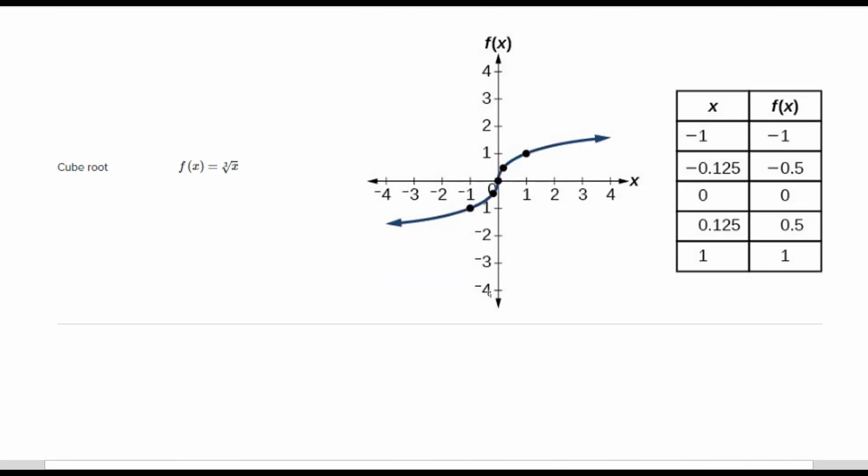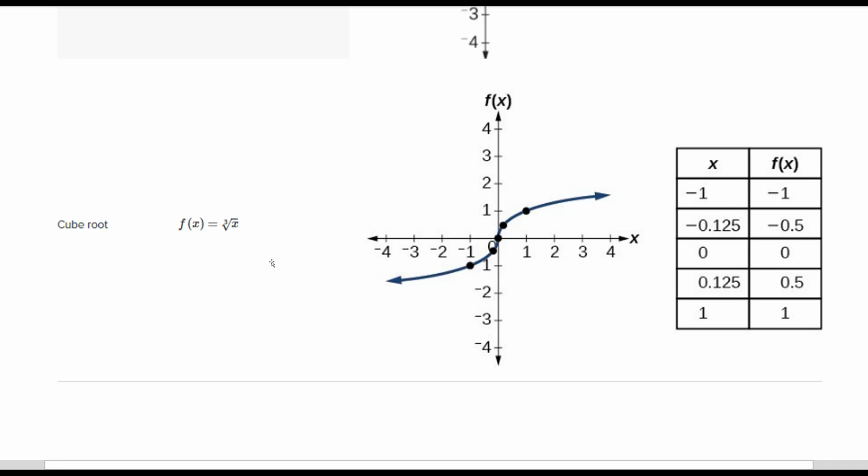And then we have our last one, I believe this is the cube root function, excuse me. So the cube root of x, you get this kind of an S shape. So you can take the cube root of a negative.